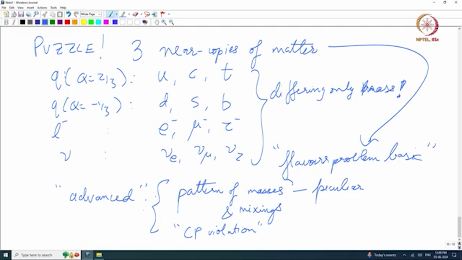Okay, so this is the world at 3 scales. Let me take 5 or 10 more minutes to wrap up the class.